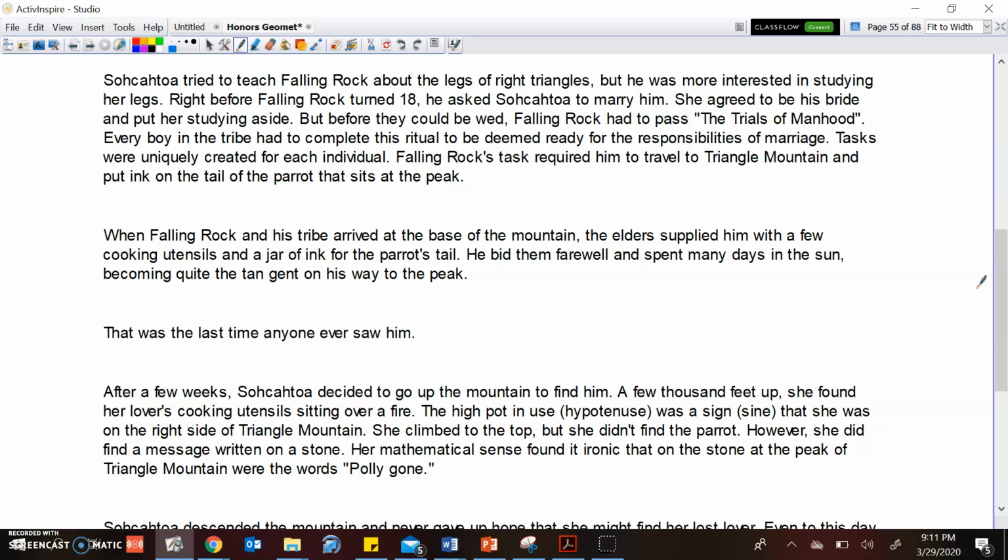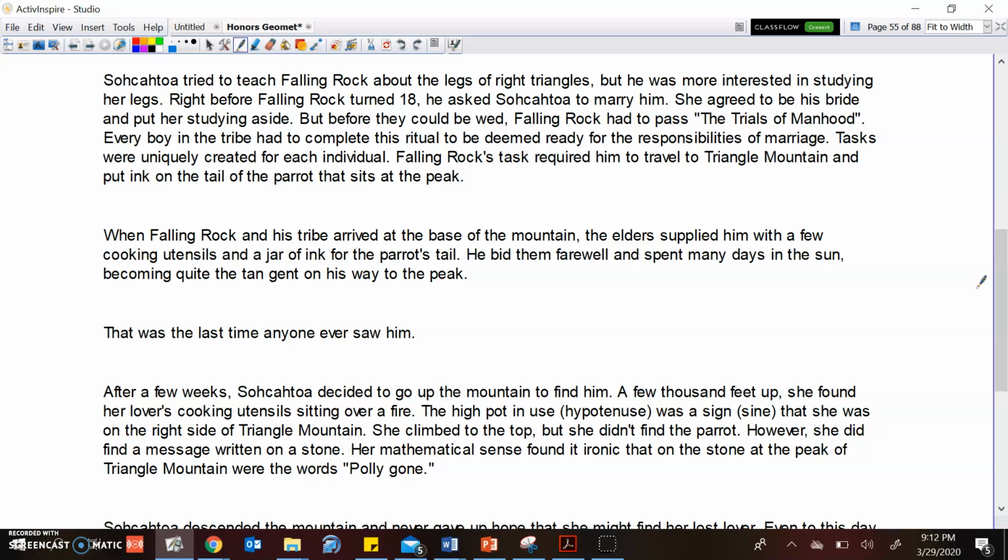He bid them farewell and spent many days in the sun, becoming quite the tangent on his way to the peak. That was the last time anyone ever saw him. After a few weeks, SOHCAHTOA decided to go up the mountain to find him. A few thousand feet up, she found her lover's cooking utensils sitting over a fire. The high pot in use, hypotenuse, was a sign that she was on the right side of Triangle Mountain.